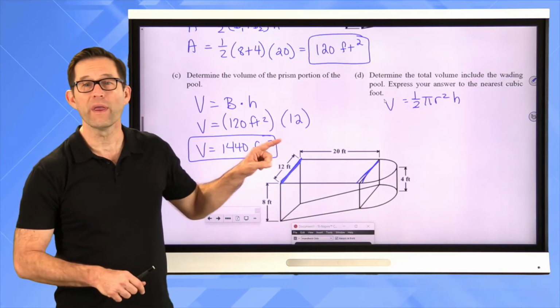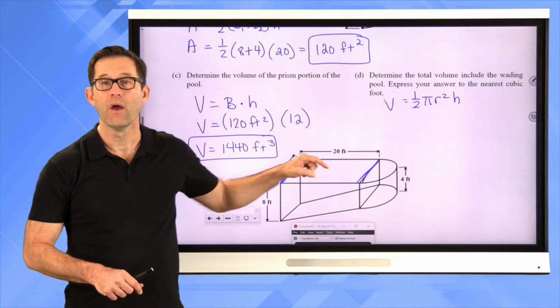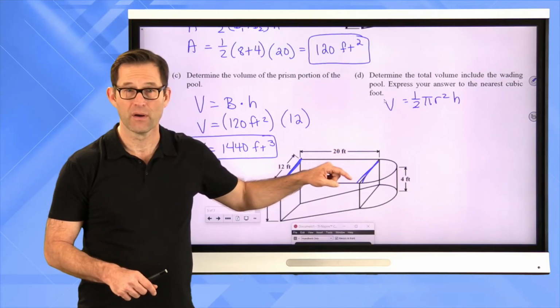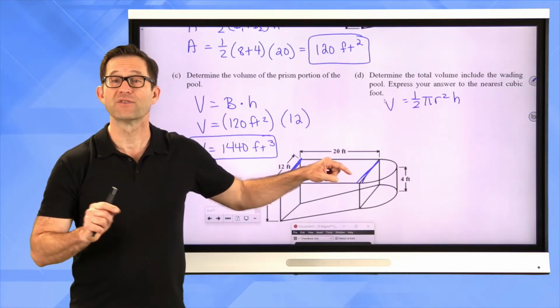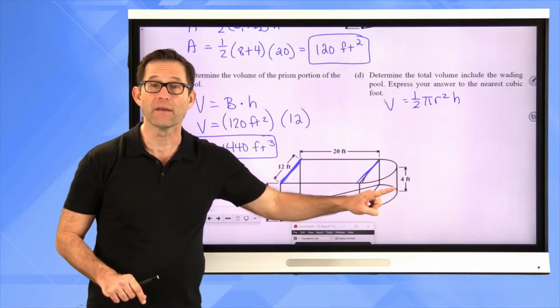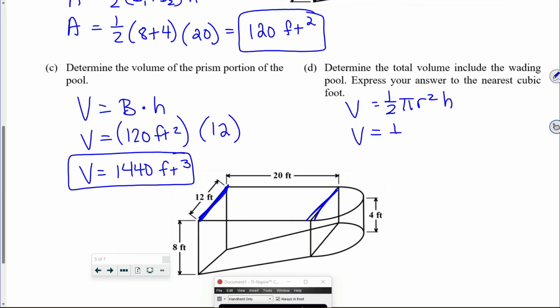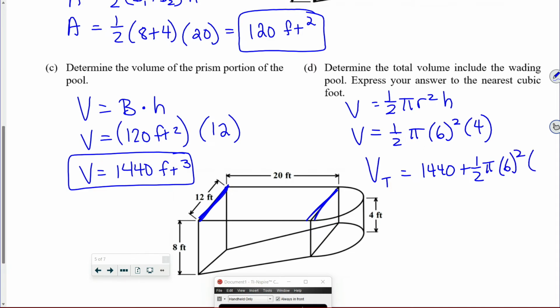All right, we know that this dimension is 12 feet, which means this dimension is also 12 feet, which means the diameter of this cylinder is 12 feet, but its radius is actually 6 feet. Its height is that 4-foot depth right there. So the volume of my half cylinder will be given by 1/2 pi times 6 squared times 4. So my total volume will be equal to 1440 plus 1/2 pi times 6 squared times 4. And let's come up with that right now.